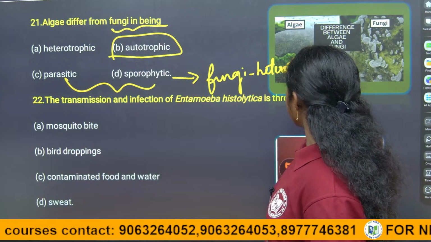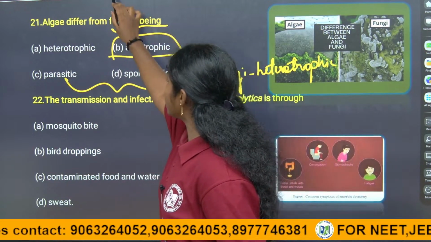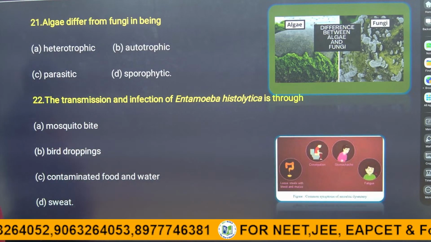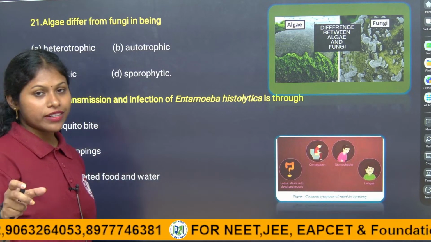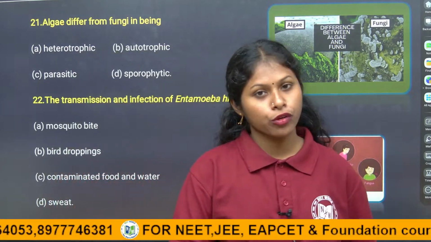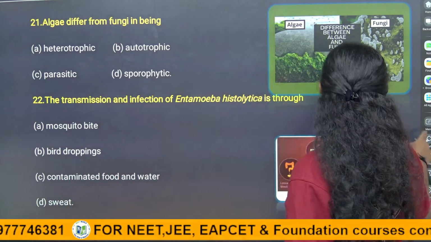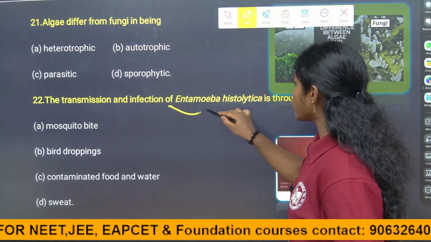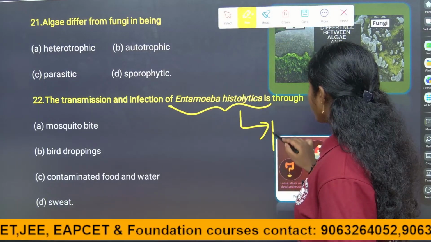This is about the fungi, children. So coming to the next question: the transmission and infection of Entamoeba histolytica. Is Entamoeba histolytica a bacteria, fungi, protozoa or algae, children? The answer is that Entamoeba histolytica is a protozoan.